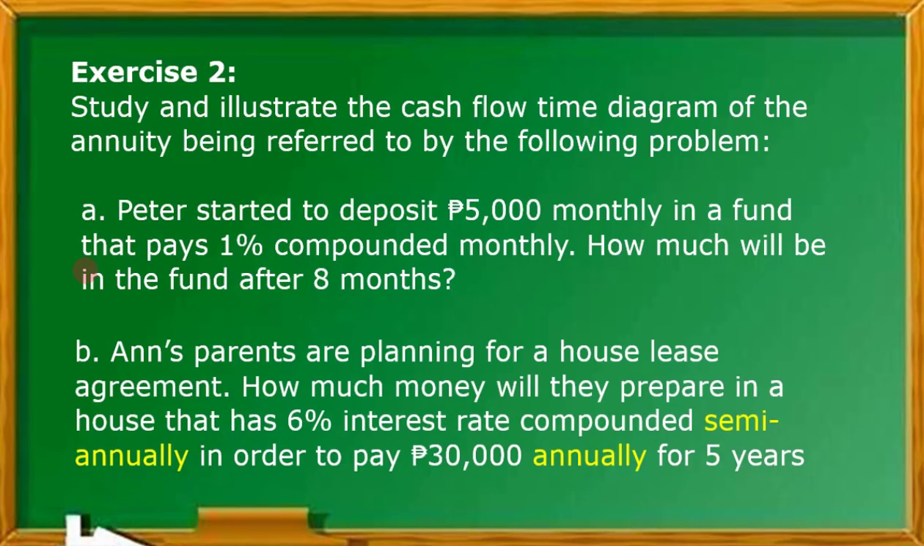Okay. And for letter B, Anne's parents are planning for a house lease agreement. How much money will they prepare in a house that has 6% interest rate compounded semi-annually in order to pay 30,000 pesos annually for 5 years? Oh, there must be some question mark here. But anyway, I highlighted in yellow this one. There was a typo error in the learning activity sheet. So to make it correct, we have it here.